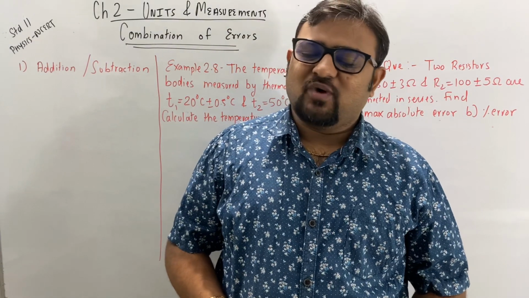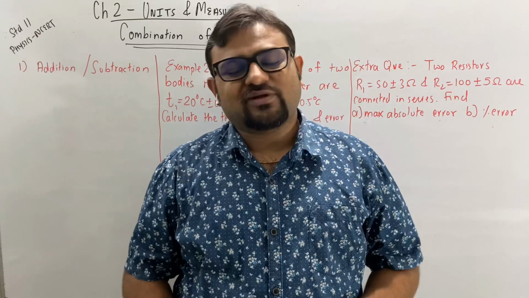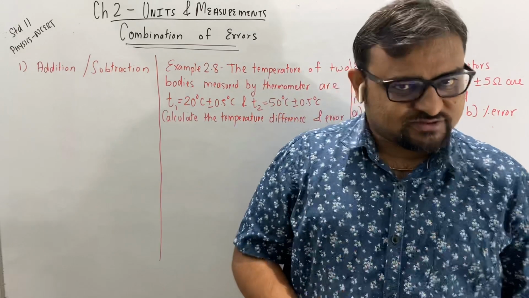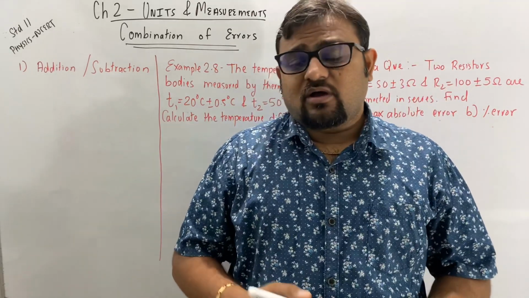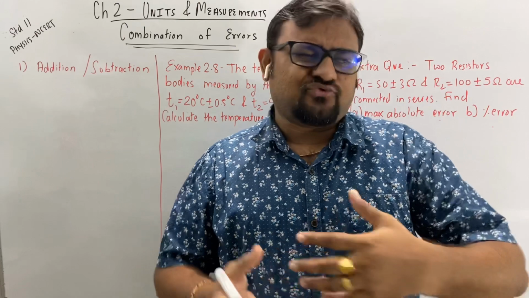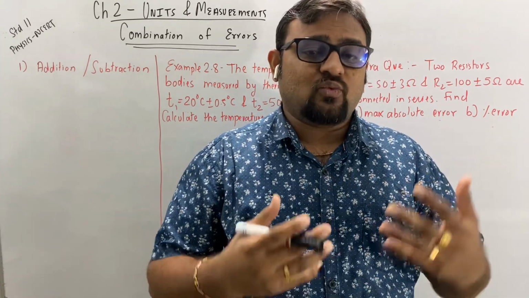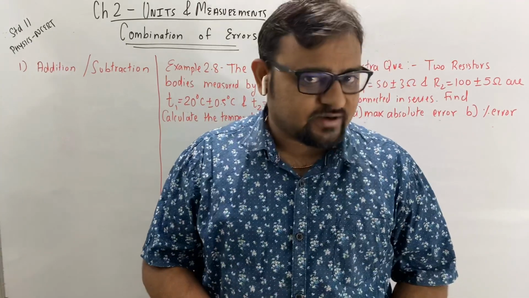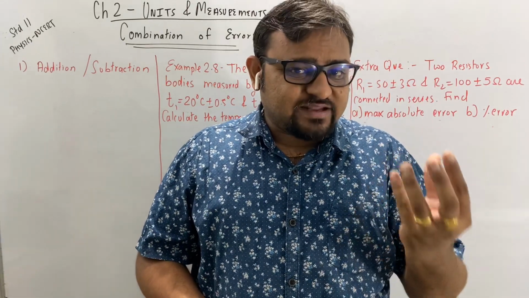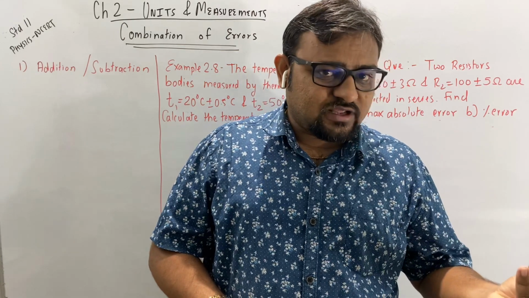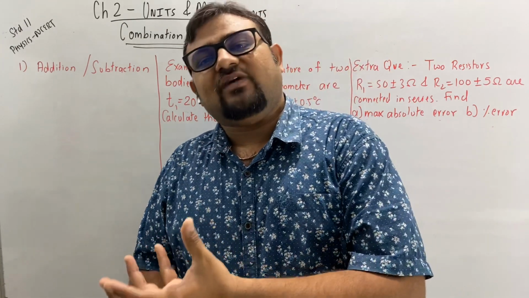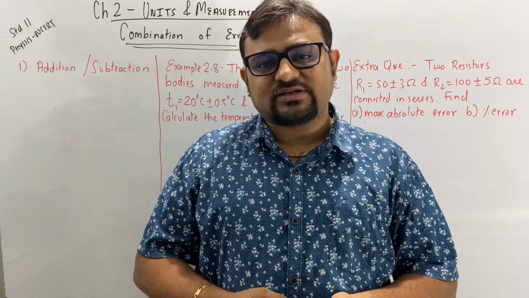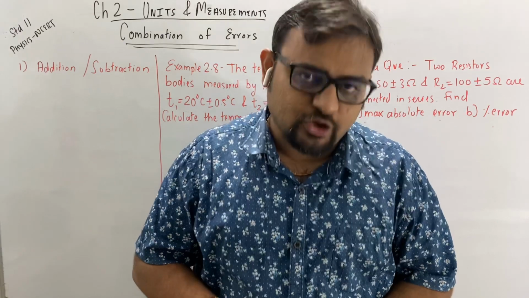Hello, friends. Welcome back. Today we'll start with the topic combination of errors. Whenever you are measuring two, three different quantities, and the final formula is addition, division, or subtraction of them, what will happen? If there is error in an individual quantity, then there will be error in the final quantity. For example, density rho is equal to mass by volume.